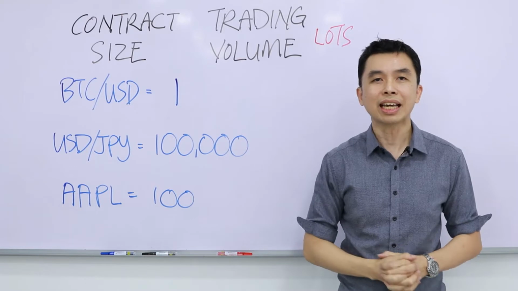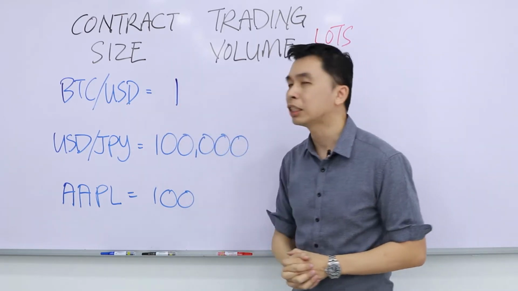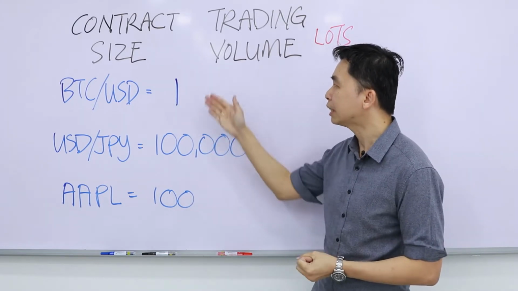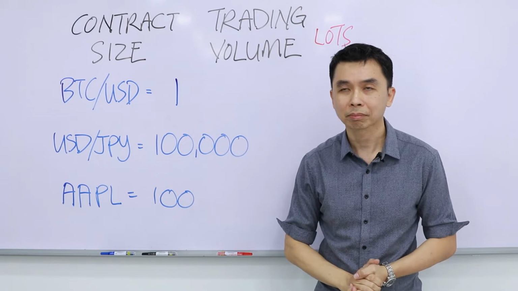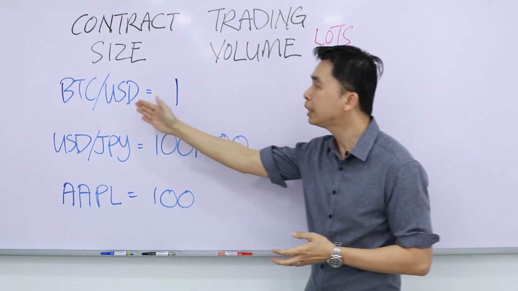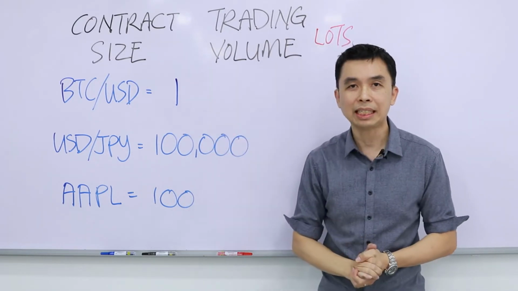Let us look at 3 examples. The first example is the Bitcoin versus USD asset pair. For this pair, the contract size is 1. Meaning to say, if you trade 1 lot of BTC USD, you are trading 1 BTC.